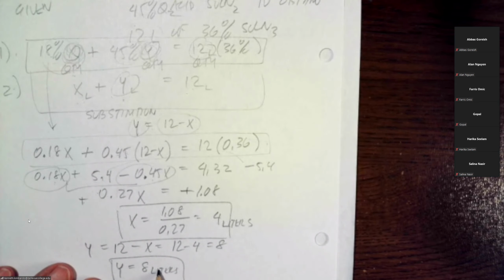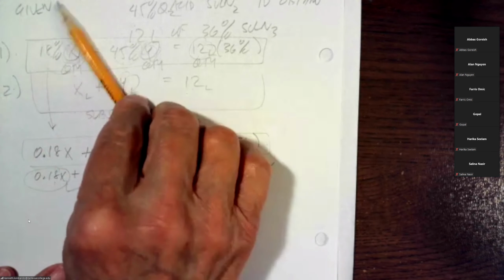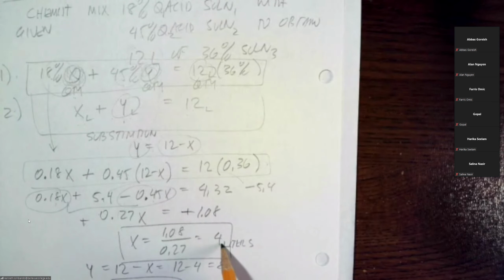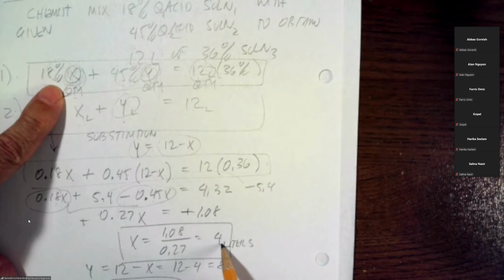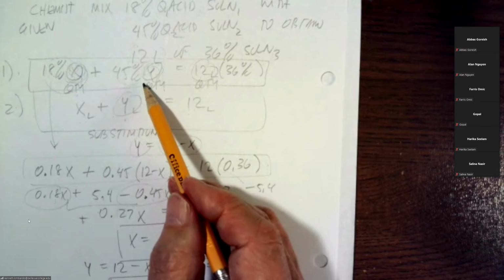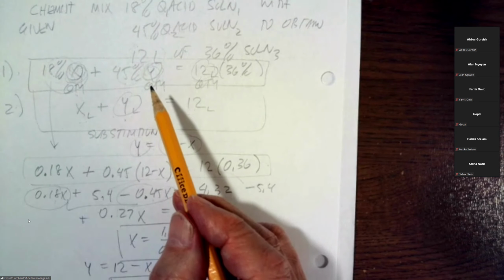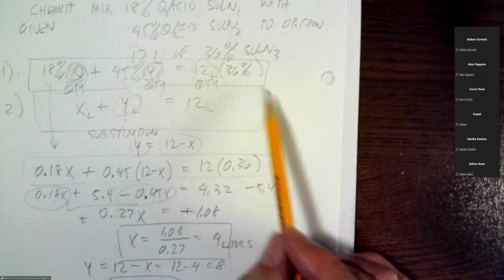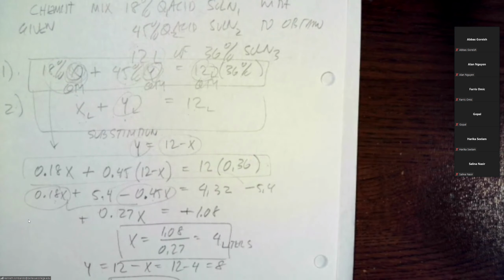Okay. So it looks like then that the chemist mixes 18% solution. So he wants 4 liters of the 18% solution and 8 liters of the 45% solution to get 12 liters of the 36% solution. Okay, makes sense to everybody? Questions?